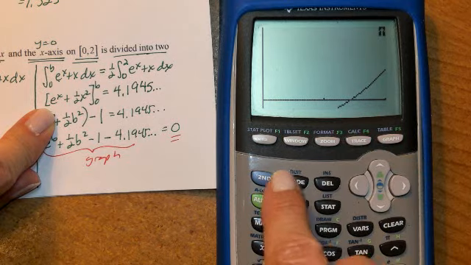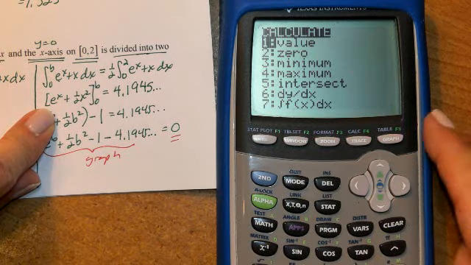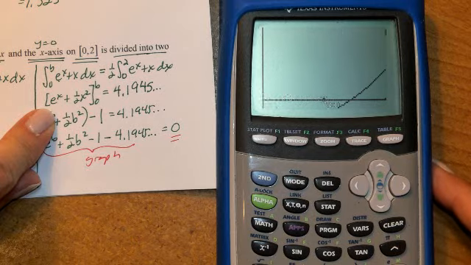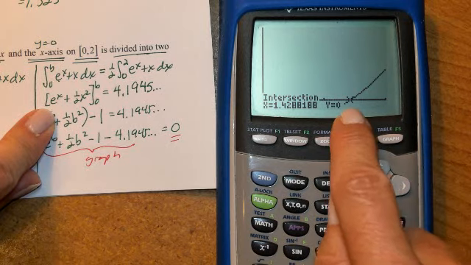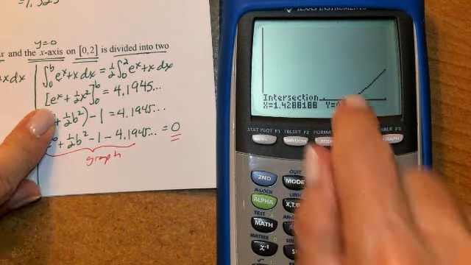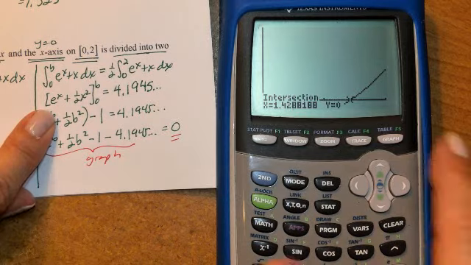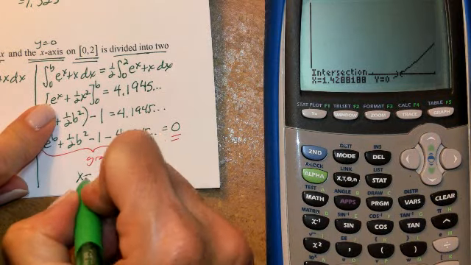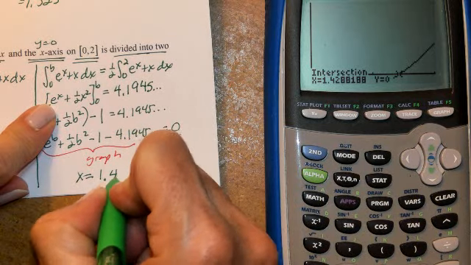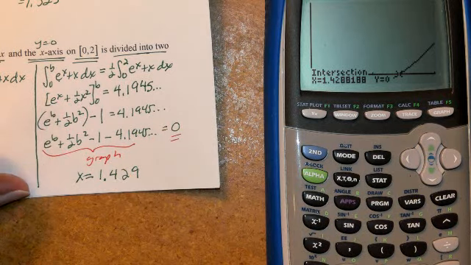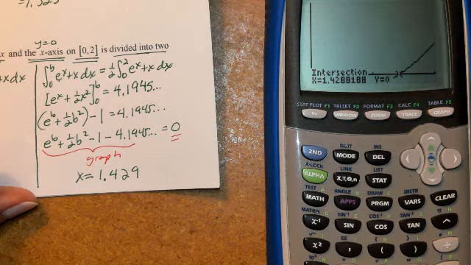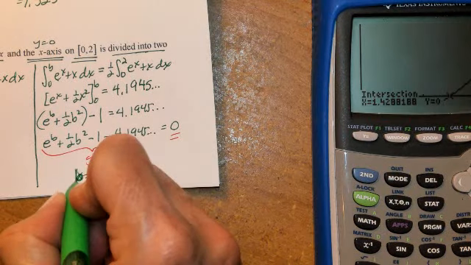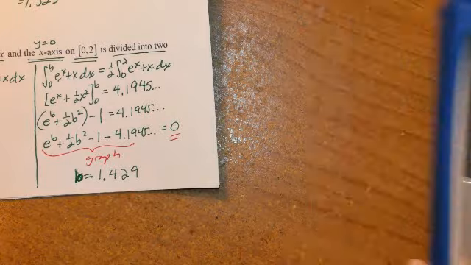Okay. So second calc, intersect 5. Enter, enter, enter. And that makes more sense. We knew it was going to be over 1, right? So x will equal 1.429. Okay? So I'm sorry, b is equal to 1.429.